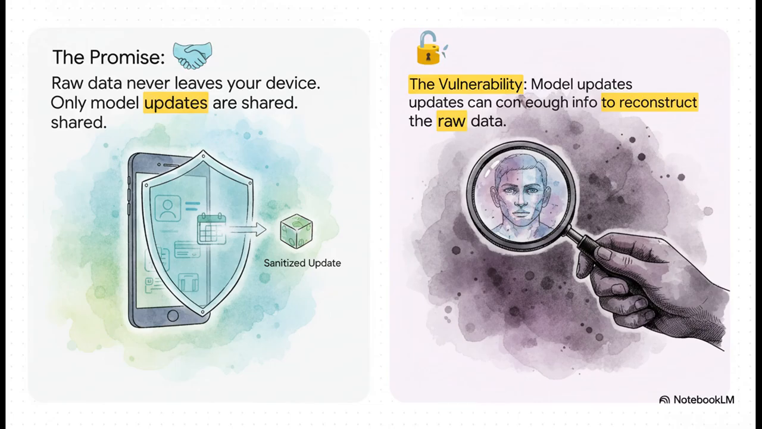The big promise of federated learning is awesome. Your raw data, your photos, your messages, it never leaves your phone. It never goes to some central server. All that's shared are these tiny little model updates. But here's the vulnerability. Those private updates can act like a breadcrumb trail, or even a blueprint, that lets an attacker work backward and reconstruct your original raw data.